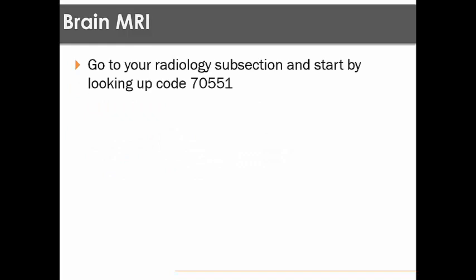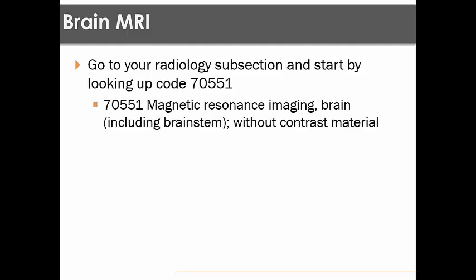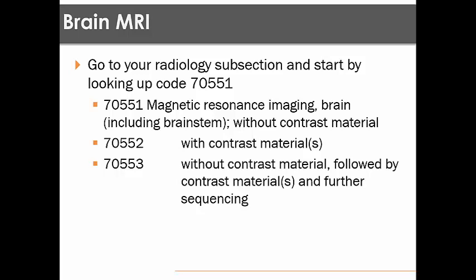So you'd go back to your radiology subsection in your book, and you start by looking up code 70551. What you would see is magnetic resonance imaging brain, including brainstem, and there's your semicolon, without contrast material. 70552 then would be indented. Remember, you take everything in front of the semicolon and then add what would be left, which would be with contrast materials. And under 70553, also further indented, it would say without contrast material followed by contrast material and further sequences. So if your physician orders an MRI of the brain with and without contrast, you would use 70553 because that would specify both with and without contrast.